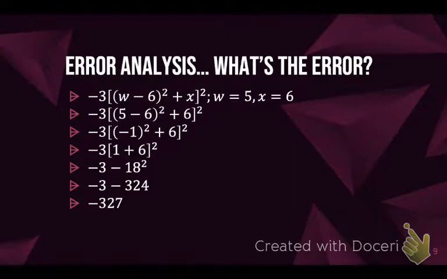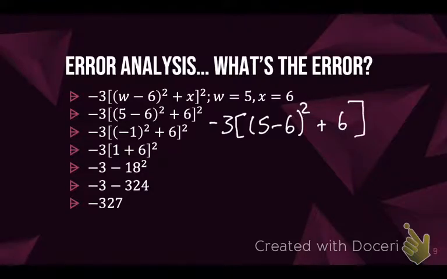Okay, so on this problem, it is still order of operations. But now we have to substitute numbers in. So the first thing I'll do is substitute the numbers in. Negative 3 times 5 minus 6 squared plus 6. Okay, so let's see. Did we do that step correctly compared to them? Yes, they have the same thing. I forgot the squared. There it is.